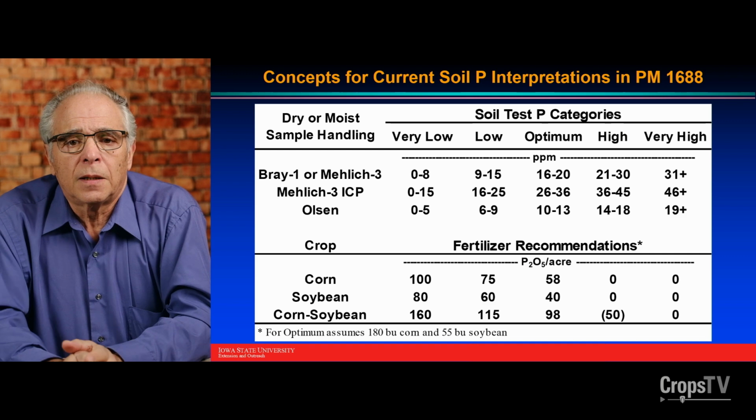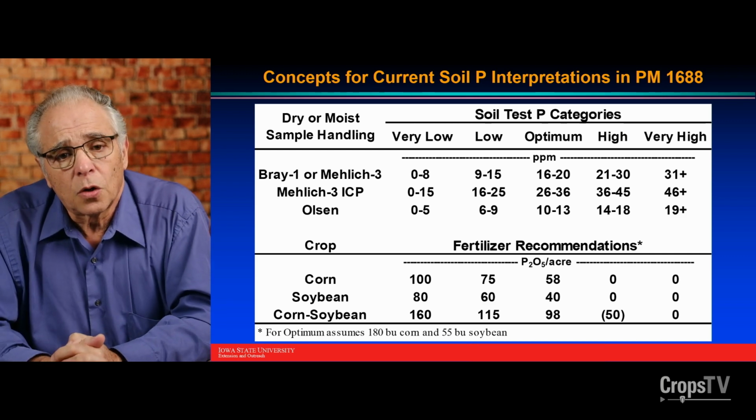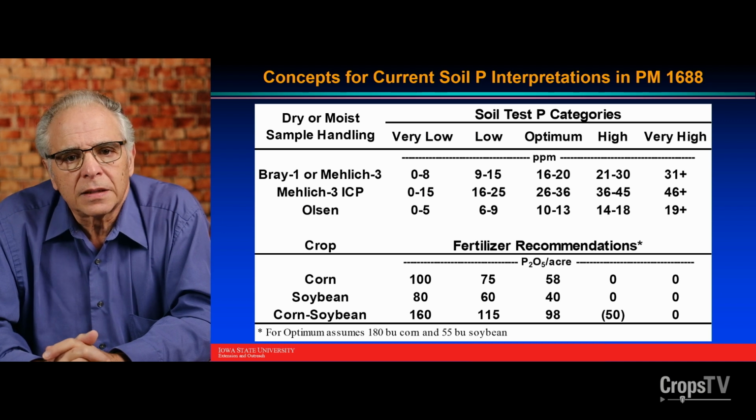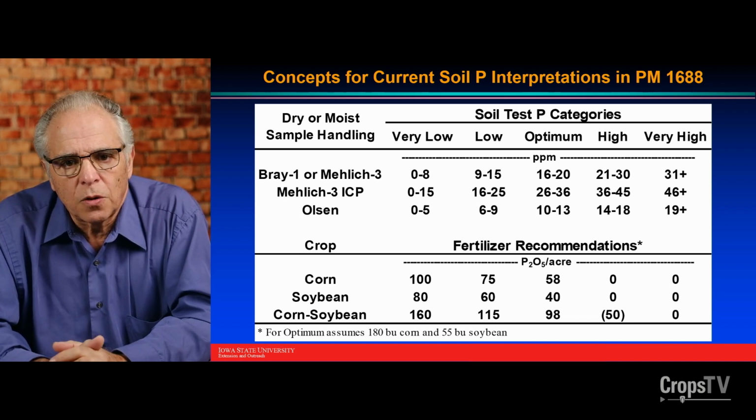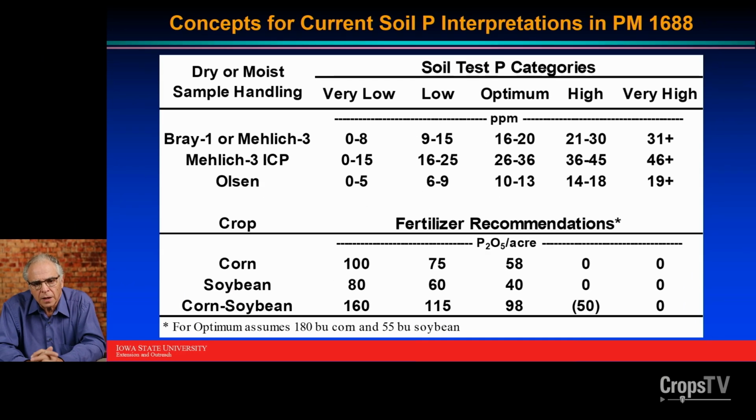Okay, this is a summary of the current guidelines in PM 1688. Remember, these are the current ones, not the new. The reason I'm showing it is because I want to emphasize a couple of major concepts in our guidelines that will be maintained. So here, for example, we have for phosphorus the soil test P categories, very low to very high, for the tests that we have been calibrating over time with field response, which is the Bray-1 or Mehlich-3 classic colorimetric. So we have those ppm there.